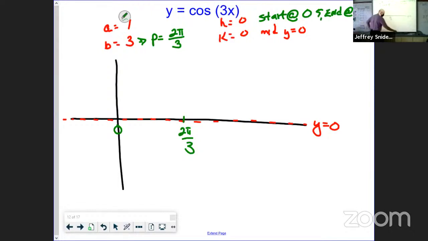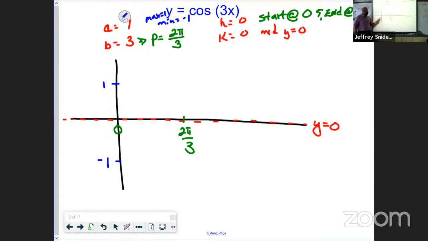Now, and of course, on this one, we know A is 1. So if A is 1 and the midline's at 0, that means I'm going to have a maximum of 1 and a minimum of negative 1. Okay? So I can put that here if I want. Max equals 1, min equals negative 1. Okay, great. Now, what I have to do at this point in time is divide this little section up because the cycle is going to occur in here. So I start by taking this and dividing it in half.